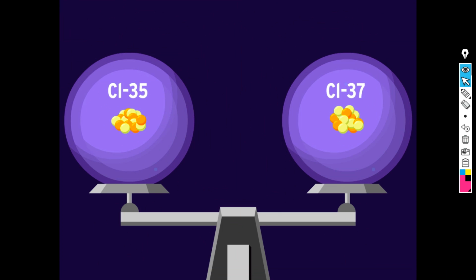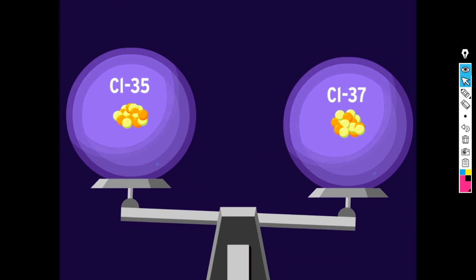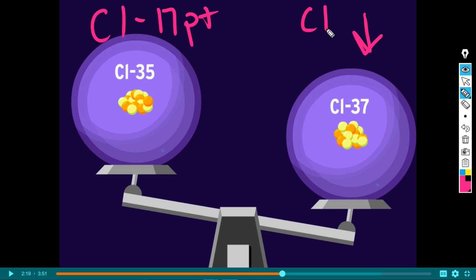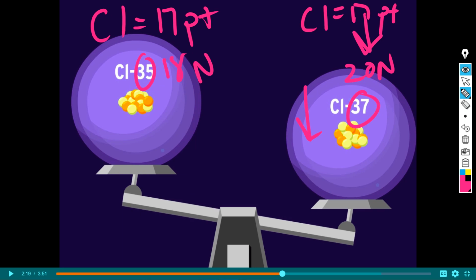The two isotopes are basically identical. The only difference is that Cl-37 is heavier from its two extra neutrons. Why did the balance go down on this side? They're both chlorine. They both have 17 protons. Cl, 17 protons. But this one has 20 neutrons, and this one has 18 neutrons. So this one is heavier. Its mass is 37. The mass of this one is 35.